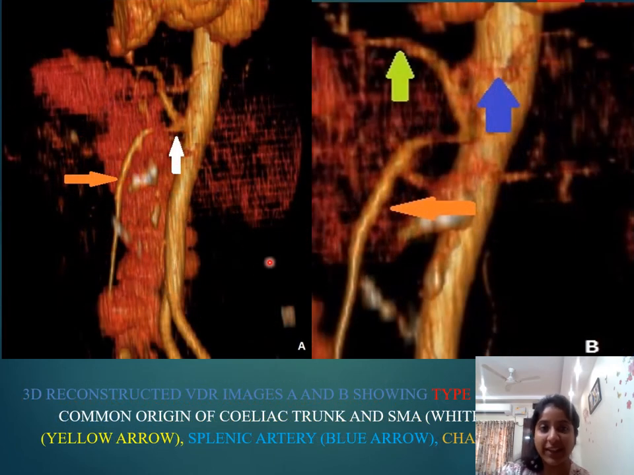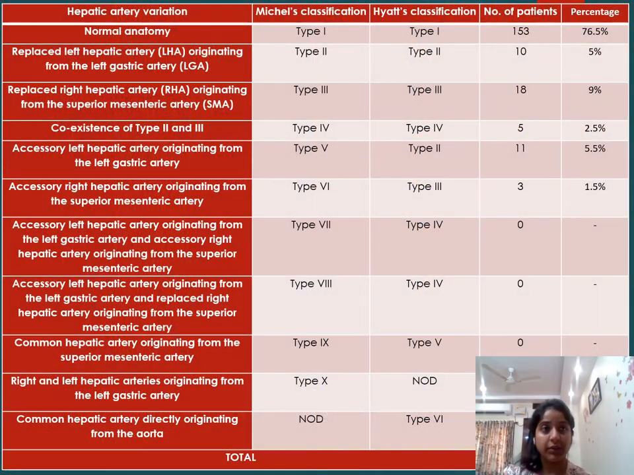Then this is a 3D reconstructed view showing the common origin of the celiac trunk and the superior mesenteric artery. So this is the celiac mesenteric trunk.